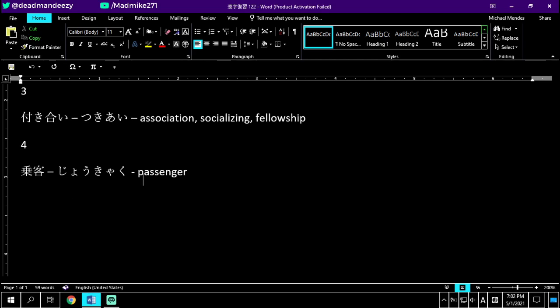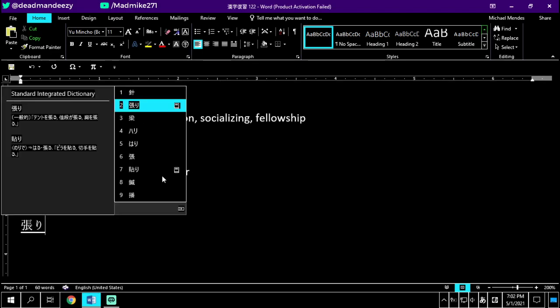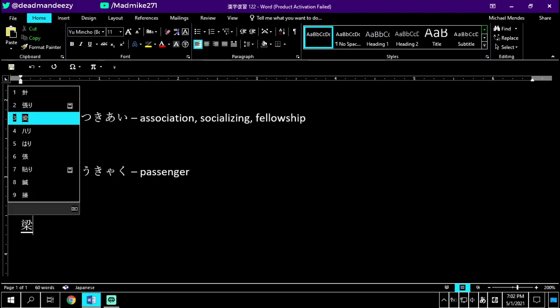Yokyaku is a passenger. Number 5. 5 is Hari. Oh.